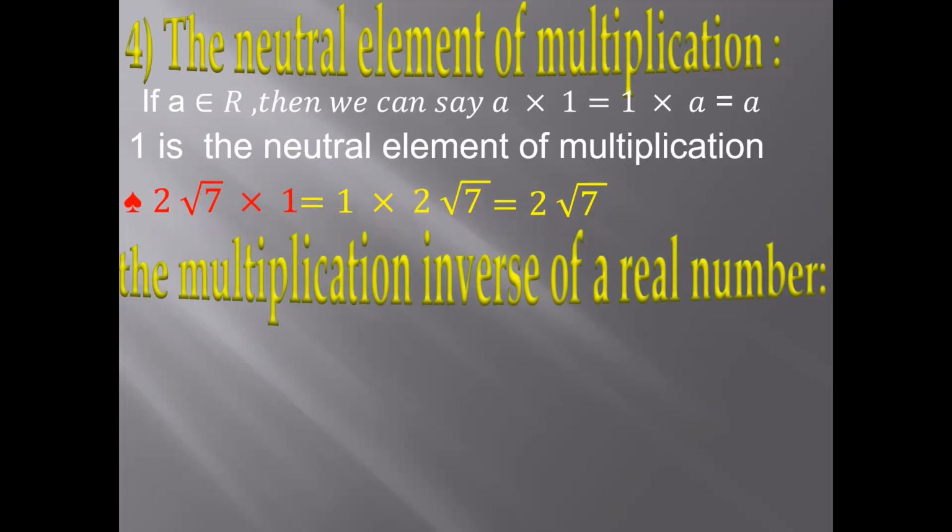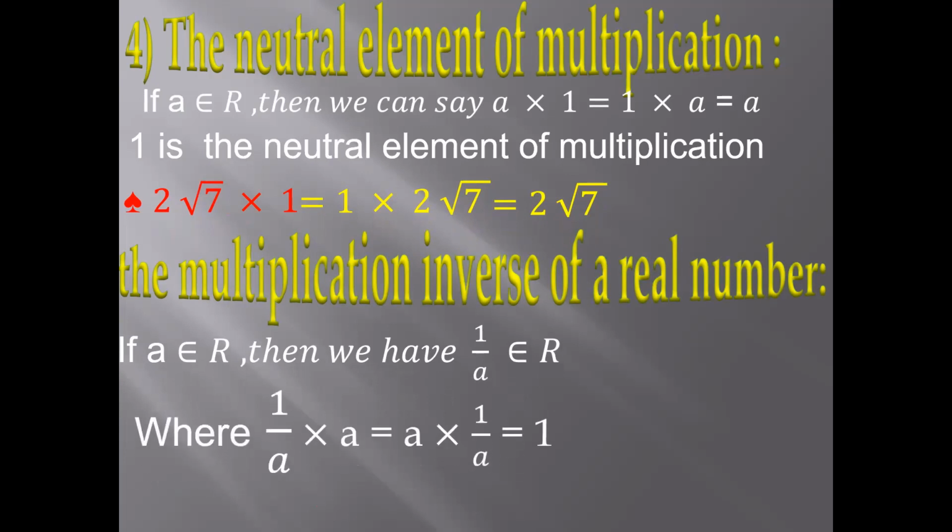Here is the multiplicative inverse of a real number. For the multiplicative inverse, I make the denominator the numerator, keeping the same sign. If I have a belongs to R, then the multiplicative inverse of it will be 1 over a. Here 1 over a times a equals a times 1 over a, it will be 1. So the multiplicative inverse of root 5 will be 1 over root 5.